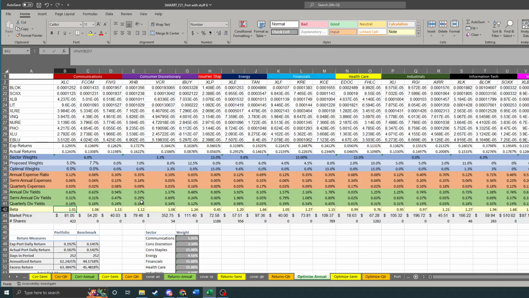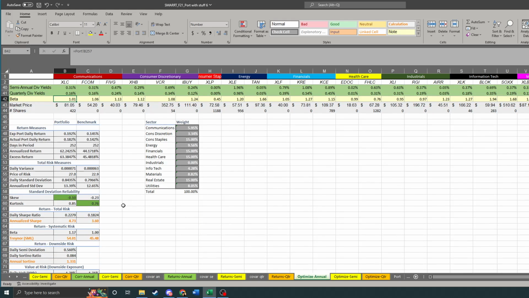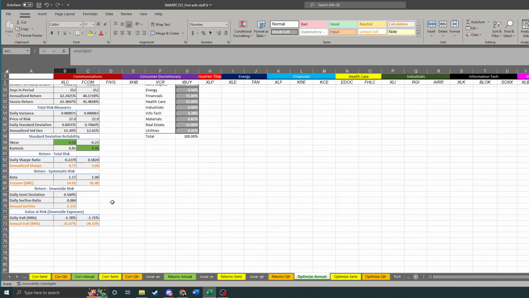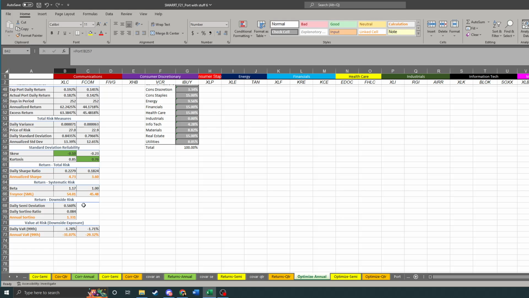Alright, so this is for the risk report, and I'm just going to explain the big picture and then we'll go into the nitty-gritty of how to calculate it all. So the objective here is to find an optimal amount of both risk as well as return.